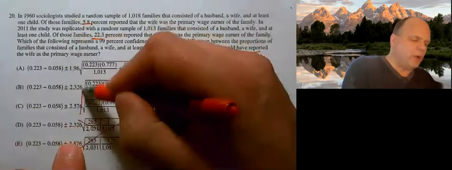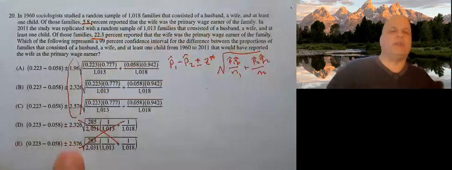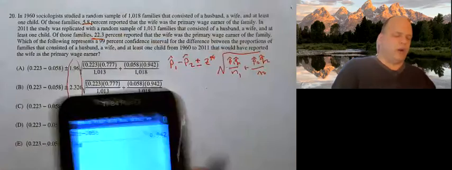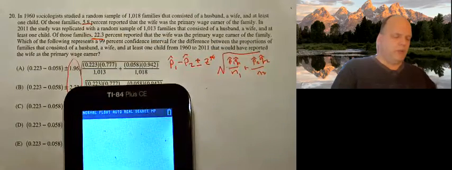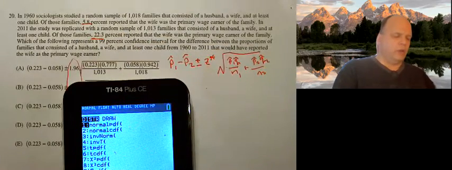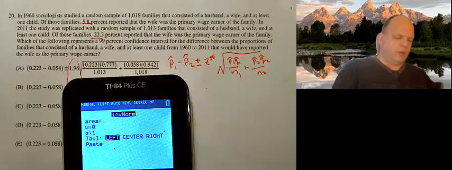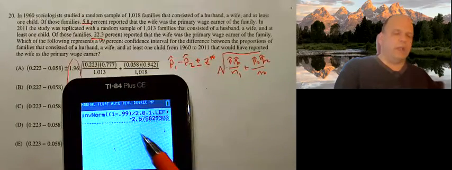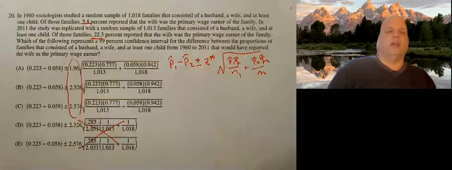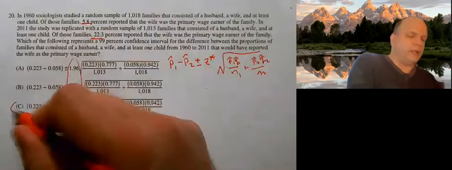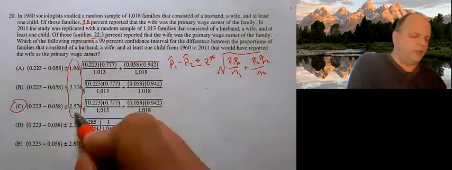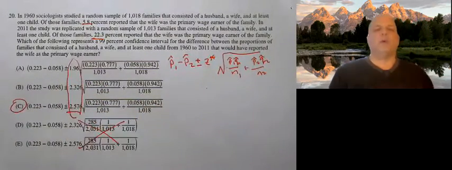The only thing we're going to have to worry about is this Z star. Well, Z star is going to be second VARS, inverse norm, parenthesis 1 minus 0.99, close parenthesis, divided by 2, mean is 0, standard deviation of 1, and we end up getting 2.576 as our Z star. So consequently, C is our answer because this is the Z star that we were looking for.